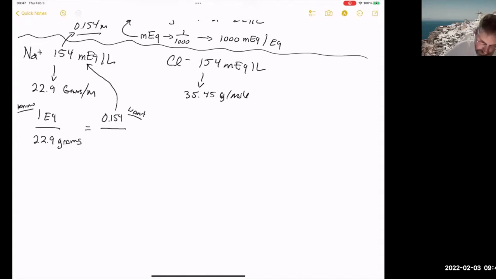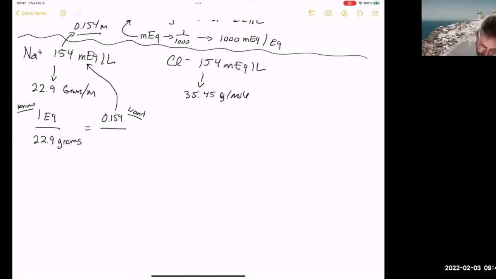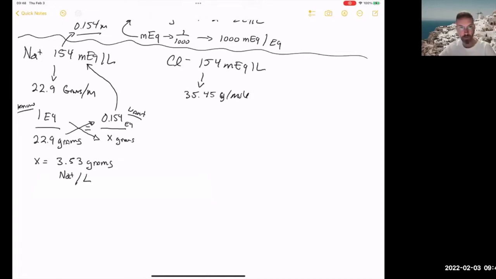And I got that from there, 154 divided by 1,000, right? 0.154. You just cross multiply. So 0.154 equivalents, or 154 milliequivalents, and then X. How many grams do I have? So this is just a simple cross multiplication, right? 1 times X is X equals 22.9 multiplied by 0.154, which gives me 3.53 grams. So I have 3.53 grams of sodium per liter of normal saline.